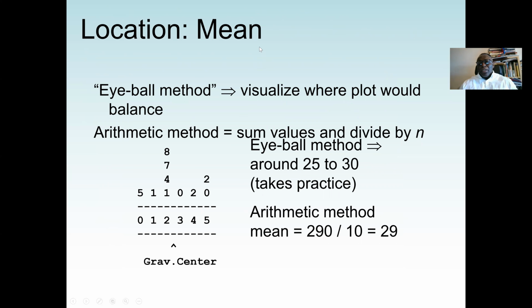Location can be the mean. So here, the balance method visualizes where the plot will balance. So we can sum values and divide by n. That will give us the mean. If I add all these values and divide by the number of values, that will give me the mean.